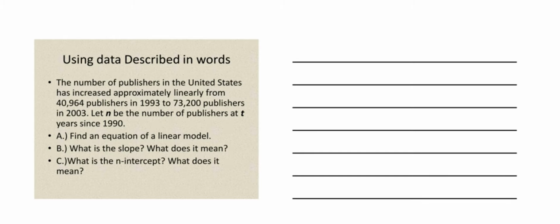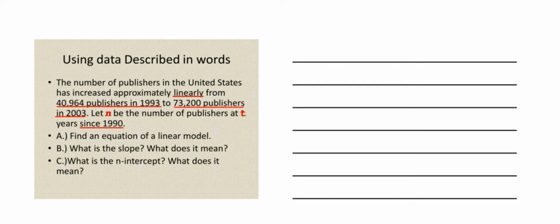The number of publishers in the United States has increased approximately linearly from 40,964 publishers in 1993. So let's note the word linearly and the fact that it's increased from 40,964 publishers in 1993 to 73,200 publishers in 2003. So 73,200 publishers when? In 2003. Let n be the number of publishers at t years since 1990. So let's realize also that they want us to use the variable n and the variable t, and the fact that they state that it's years since 1990.